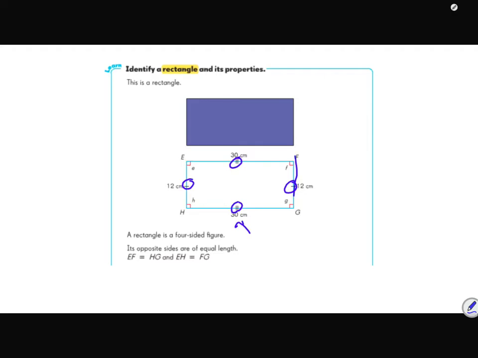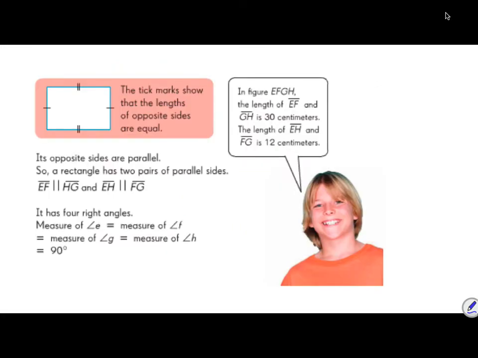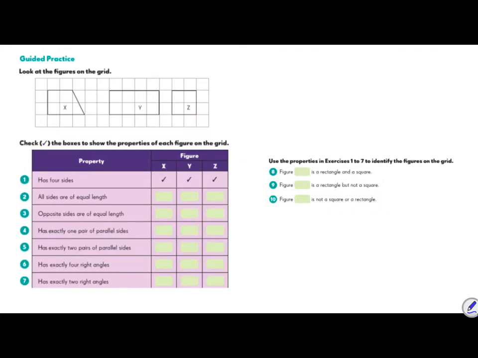I know that the opposite sides are parallel. Those are parallel. Those are parallel. And I know that the corners are 90 degrees. So the only difference between a square and a rectangle is that in a square, all the sides are the same, whereas in a rectangle, opposite sides are the same.